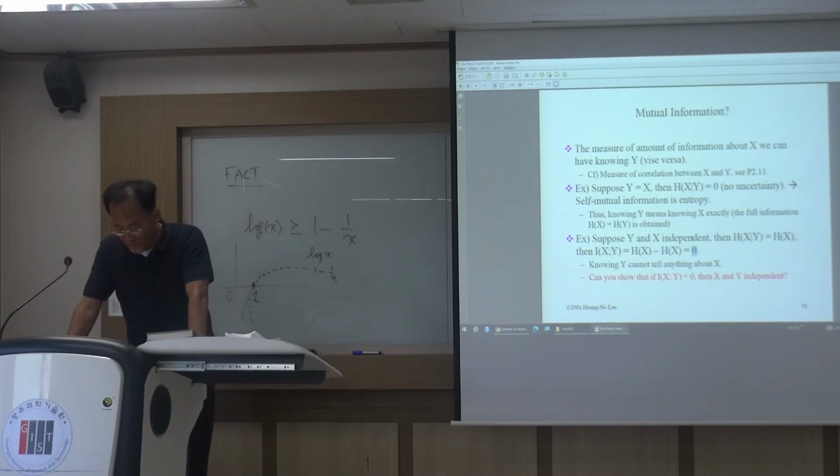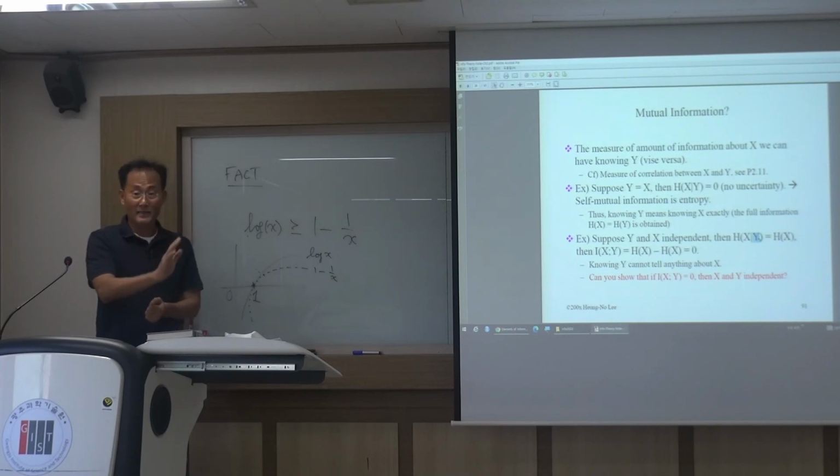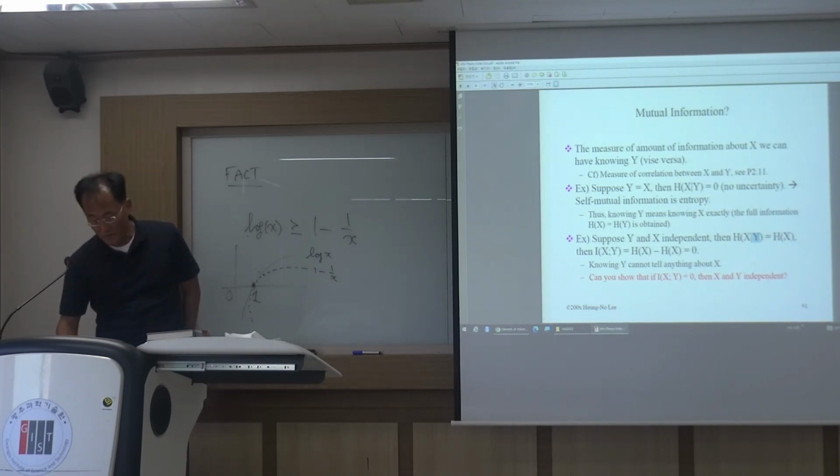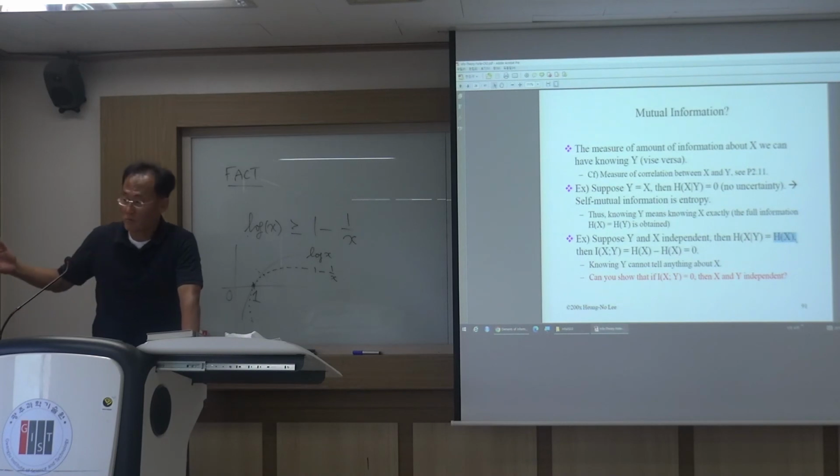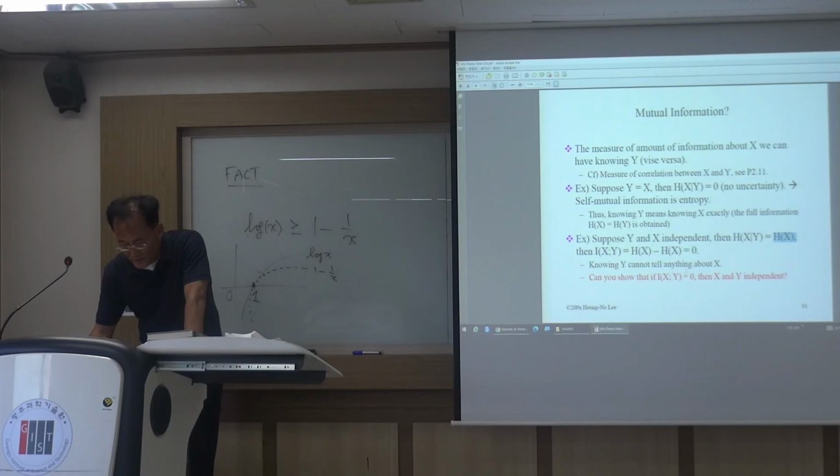Now suppose that Y and X are independent. Then what happens? If X and Y are independent, knowing Y cannot tell anything about X. In such a case, this one is exactly equal to entropy of X, because Y does not help you to have any additional information about X. And we can prove this using mutual information as well.